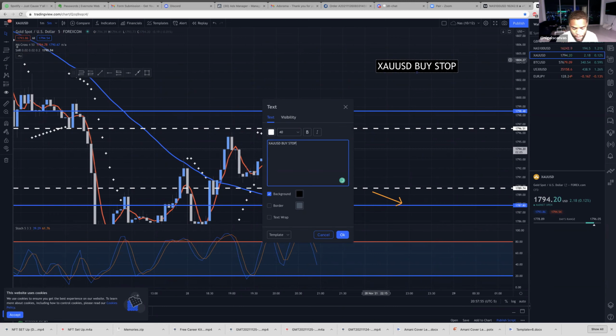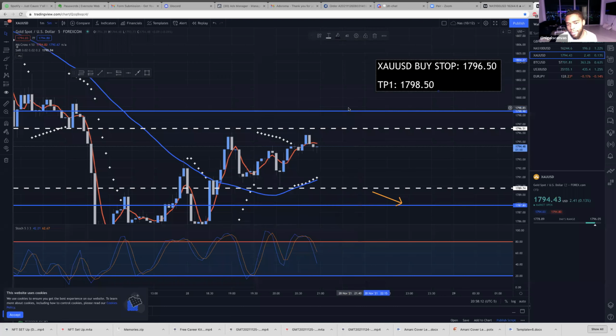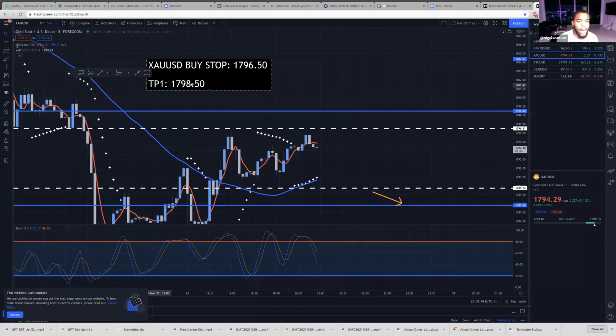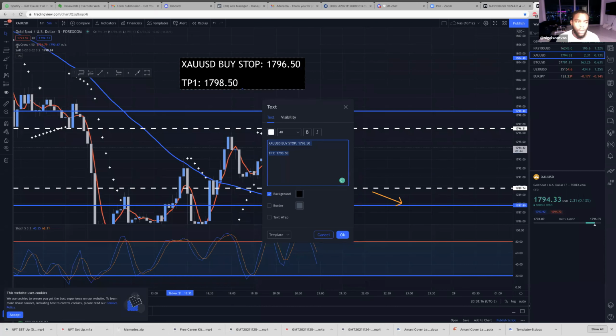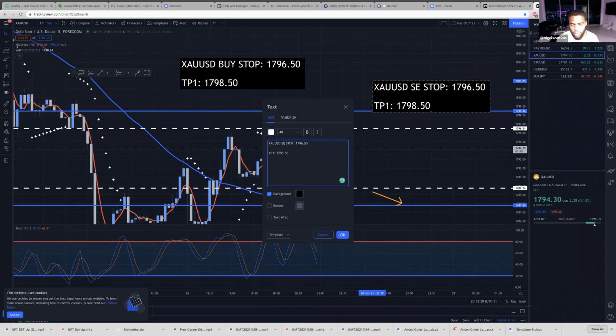All right, we got a buy stop literally on gold at 1796.5. All right, and that TP1 is just going to be a quick 20 pips right at the top, guys. 1798.50. Okay, now when it comes to stop loss, this is tricky. A lot of people ask me all the time, yo, what do I do for the stop loss when I'm trading at night? All right, and this comes down to personal preference.